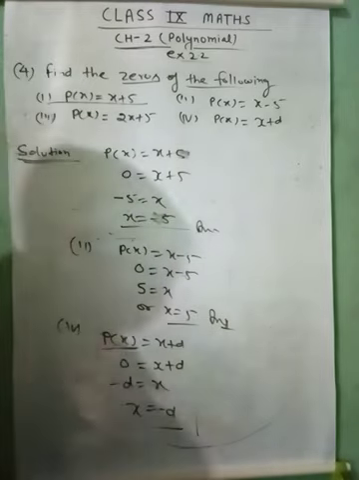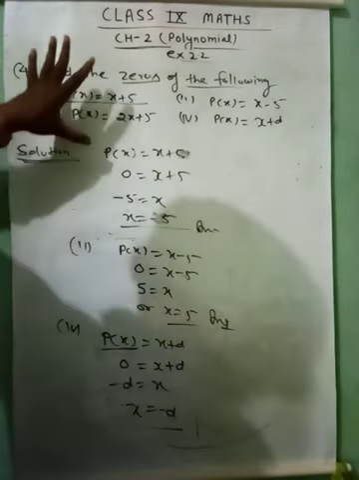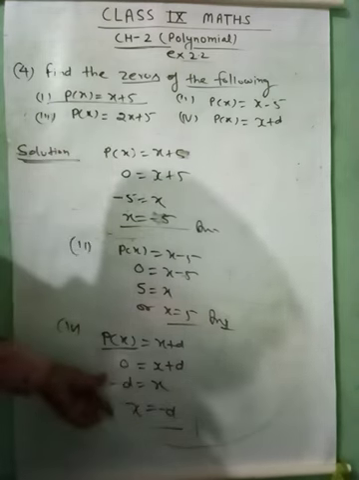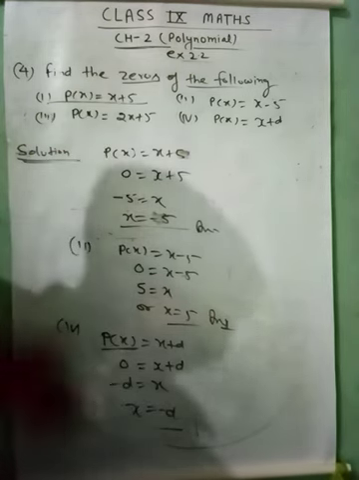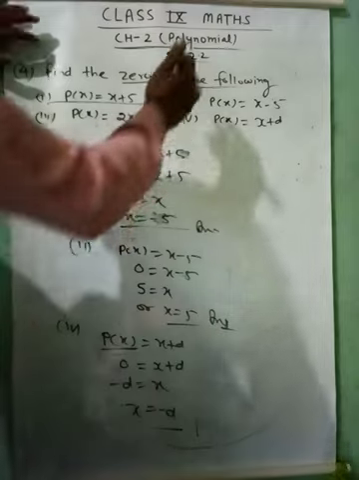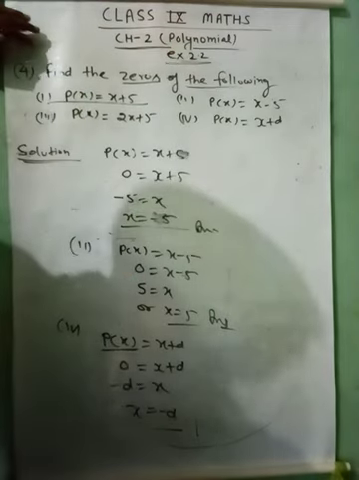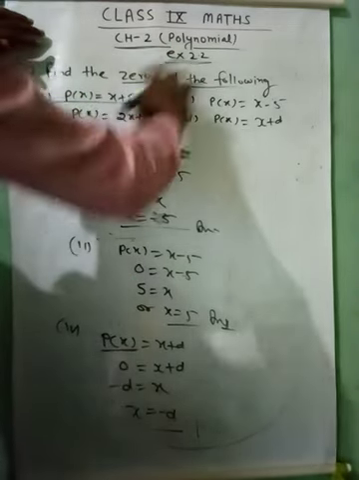It's your answer. Clear? So it is the method by which you can find zeros, and you have to do this exercise in your copy. Clear? Now exercise 2.2 is completed.